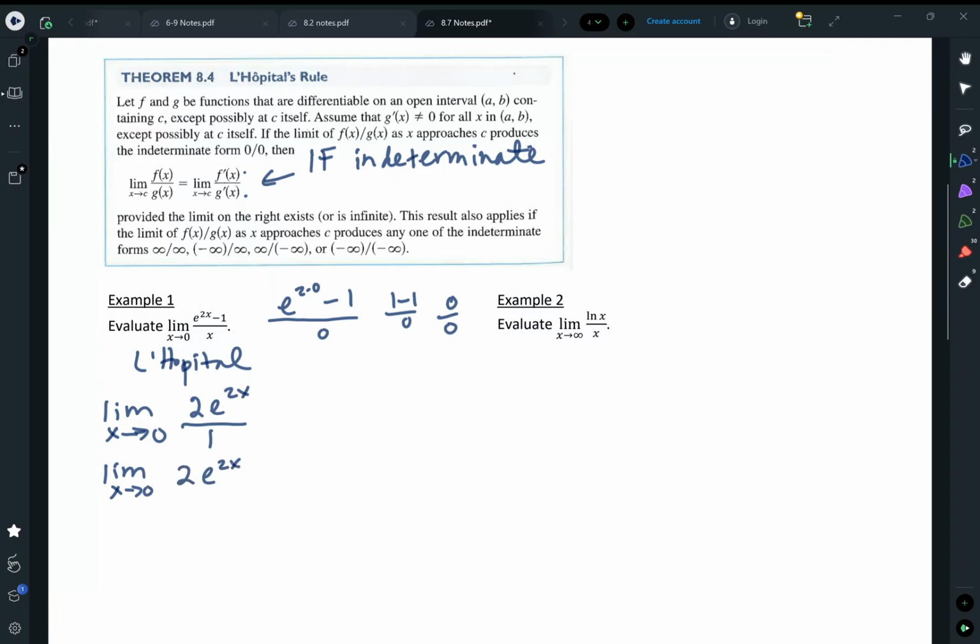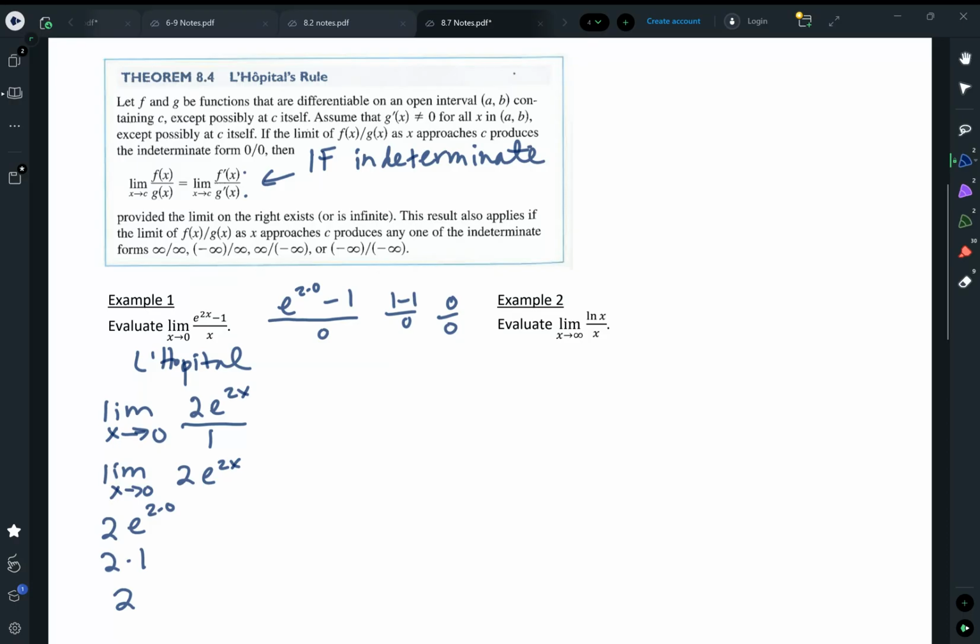Now that I don't have a denominator, I can substitute 0. So 2e to the 2 times 0 power. e to the 0 is just going to be 1. So 2 times 1, and my answer is 2. It really kind of seems like magic.